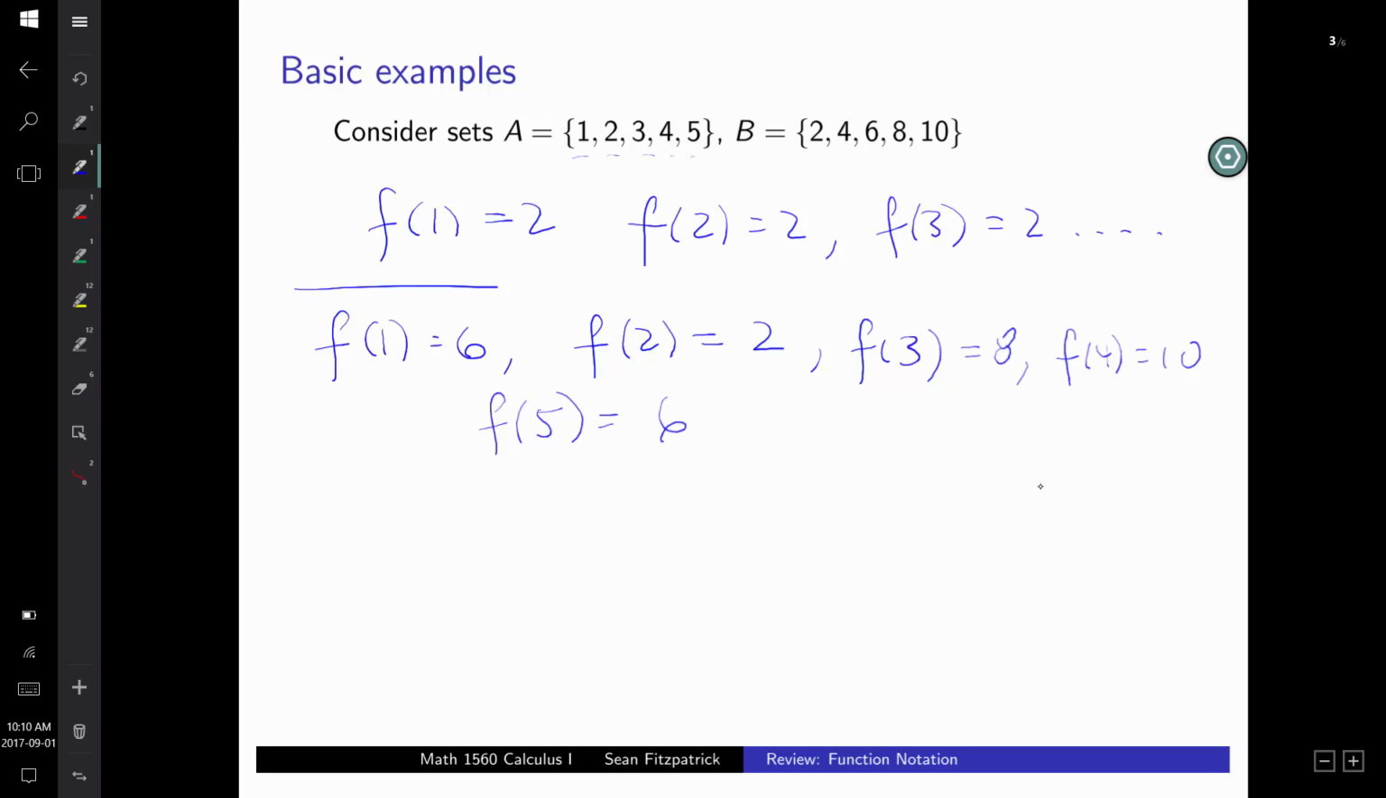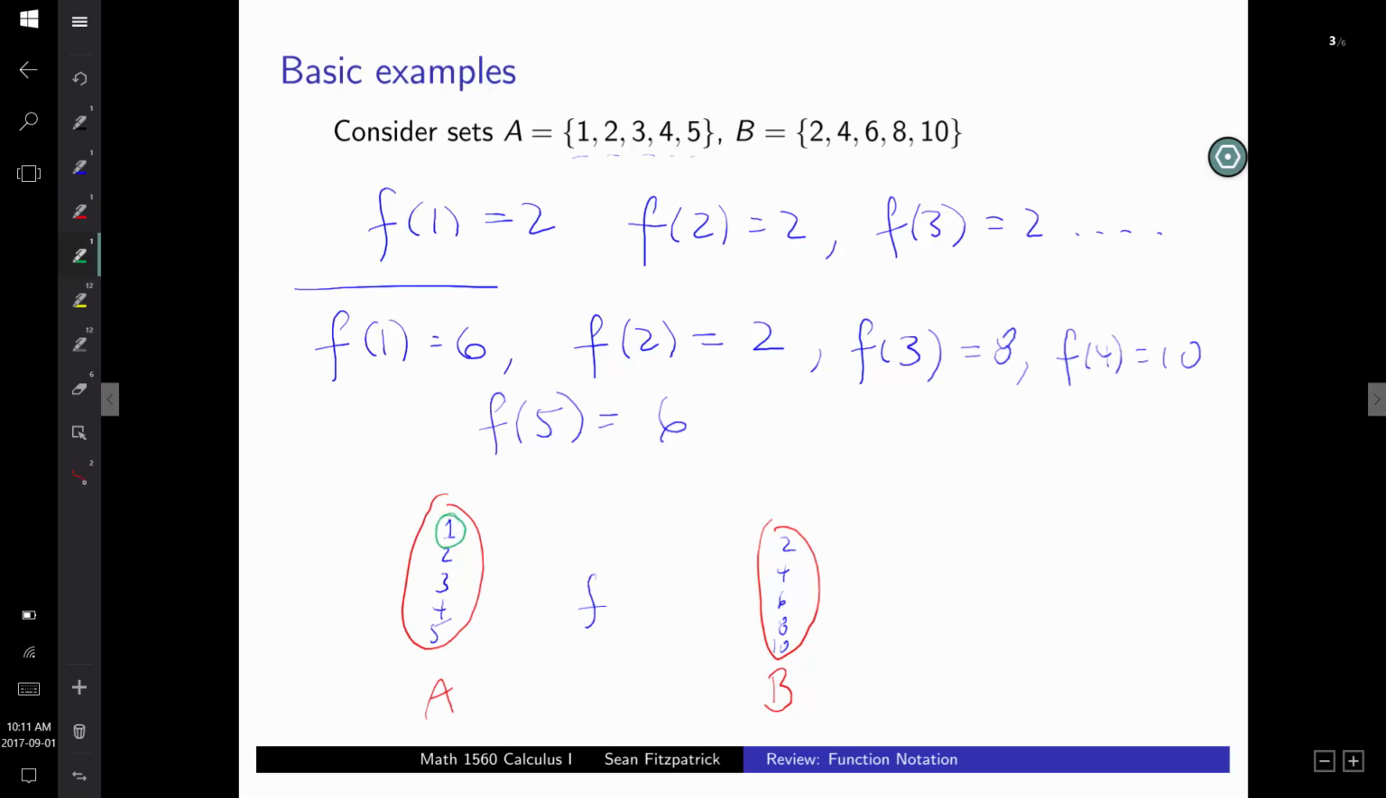And one of the ways you might try to picture this is you might say, okay, here's my set A. Here's my set B. So over here I've got 1, 2, 3, 4, 5. Over here I've got 2, 4, 6, 8, 10. And my function is sort of the go-between between these two sets. My function is what's associating elements of one set to the other.